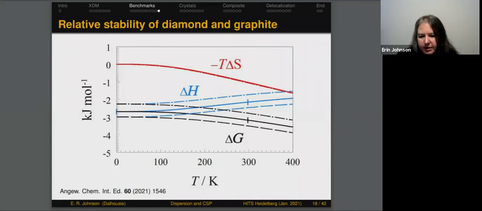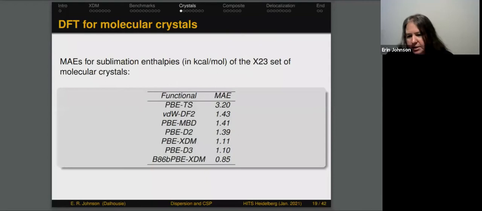All right, so I'm going to shift gears now and focus exclusively on molecular crystals for the remainder of the talk. As I mentioned previously, there's the X23 benchmark for the lattice energies of molecular crystals. And here are some mean absolute errors for a variety of dispersion corrections. I want to highlight again our functional of choice, this B86b exchange functional, PBE correlation functional with our XDM dispersion correction, which gives the best performance on this X23 set. So we're able to obtain very good performance for the absolute lattice energy, the simulation of the energetics of molecular crystals.